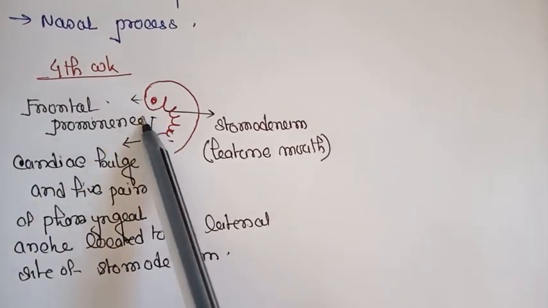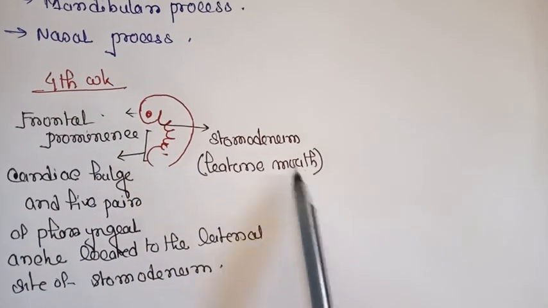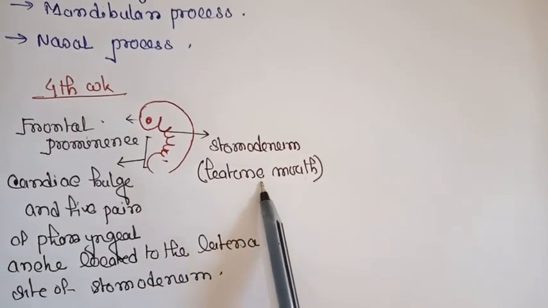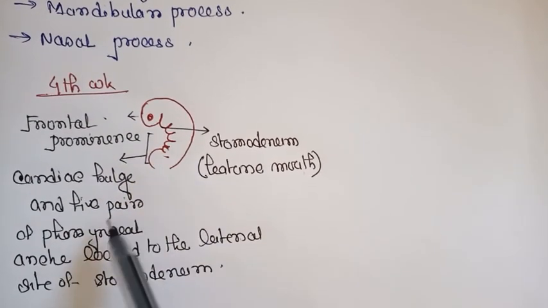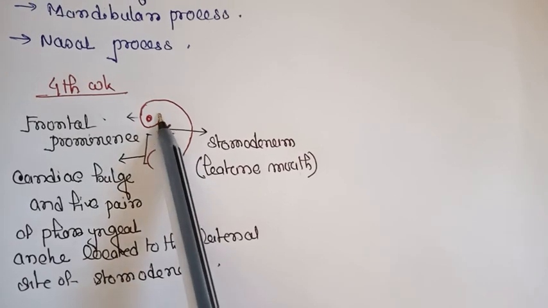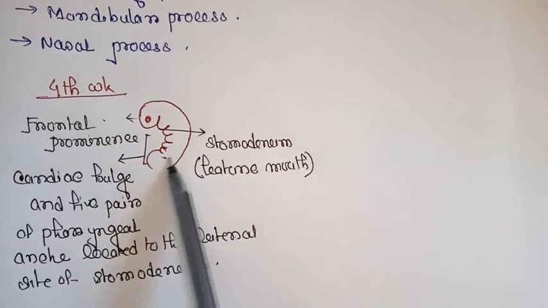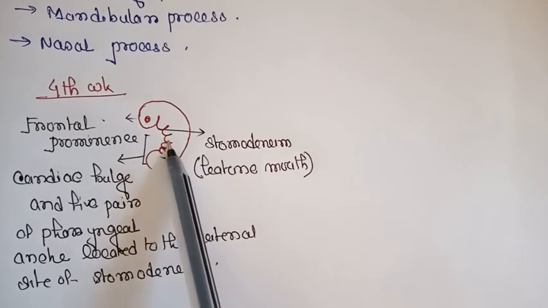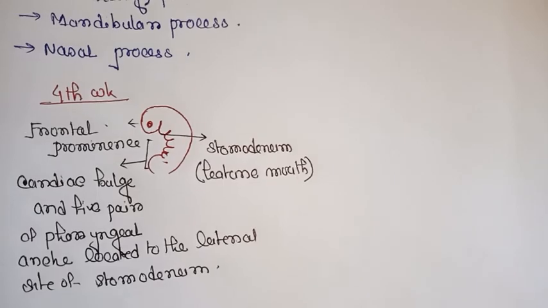This part is the frontal prominence. This is the stomodeum, the primitive mouth. And these are the cardiac bulge and five pairs of pharyngeal arches, which are located on the lateral side of the stomodeum. This is the stomodeum and this is the lateral side. So, the five pairs of pharyngeal arches are located on the lateral side of the stomodeum.